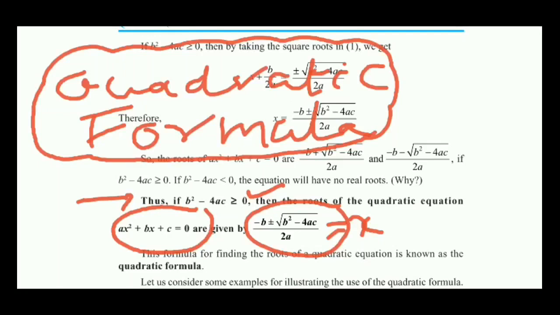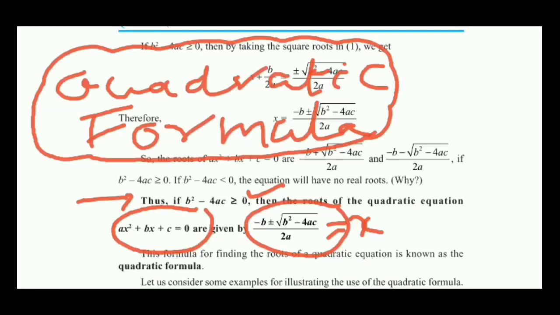It is a very important formula to find the solution of a quadratic equation. Sometimes we are not able to find the factors of a quadratic equation. Then this formula is very helpful to find the solution. So I think you can understand the importance of this formula. It is important not only in this class, but in higher classes we can use the same formula.